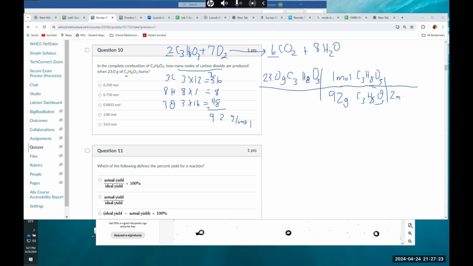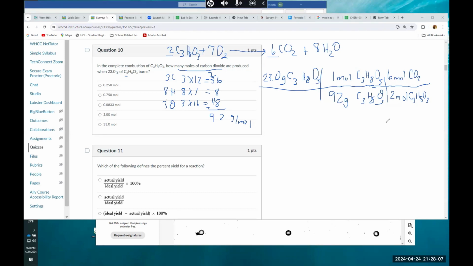For every 2 moles of C3H8O3, we have 6 moles of carbon dioxide. Oh, so the coefficient is a mole? Yeah, you can use it as a mole or as an atom. It's always a quantity. And as you said, you could have simplified it to a 3-to-1 if you wanted to, but it's easier to see where everything is coming from when you do it this way.